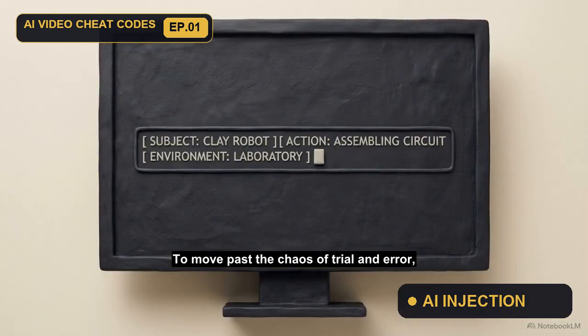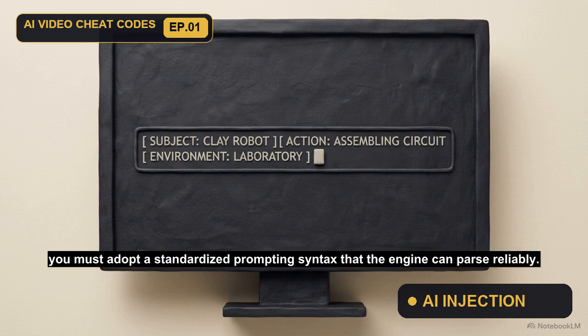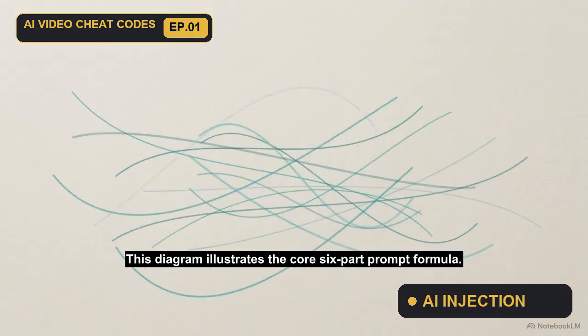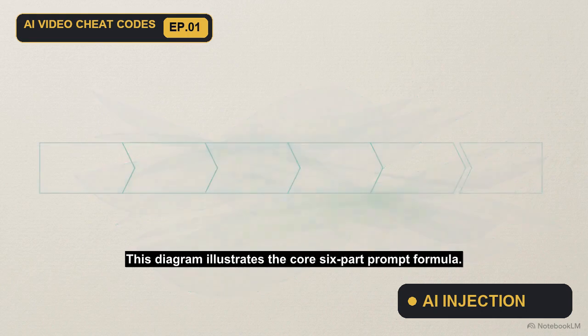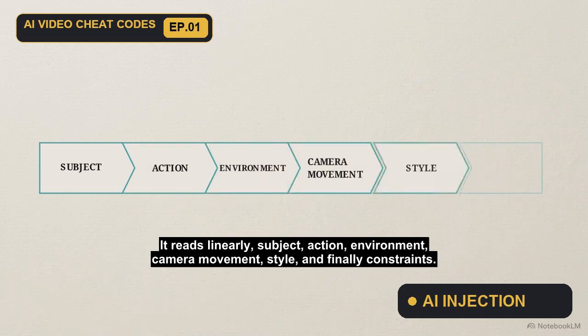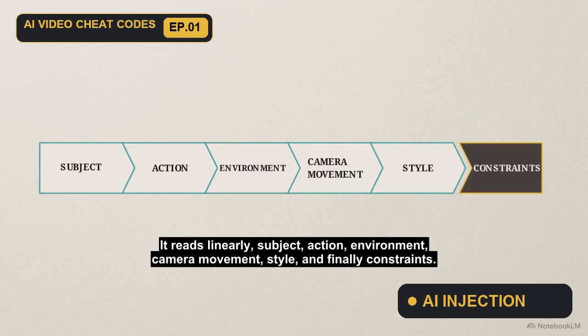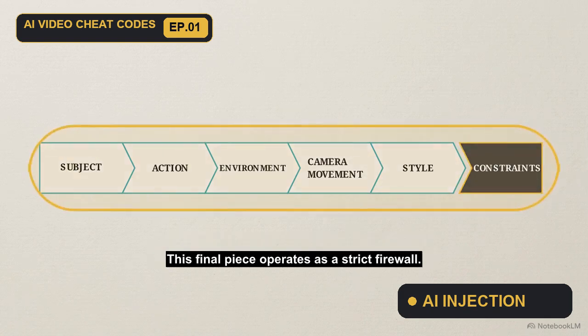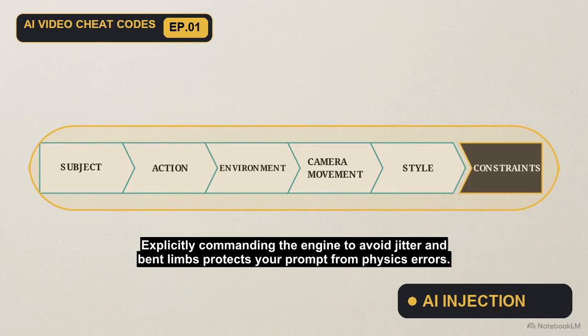To move past the chaos of trial and error, you must adopt a standardized prompting syntax that the engine can parse reliably. This diagram illustrates the core 6-part prompt formula. It reads linearly: subject, action, environment, camera movement, style, and finally, constraints. This final piece operates as a strict firewall. Explicitly commanding the engine to avoid jitter and bent limbs protects your prompt from physics errors.